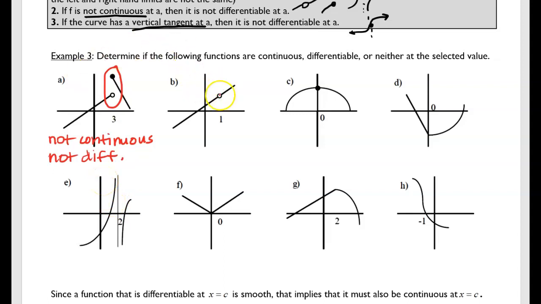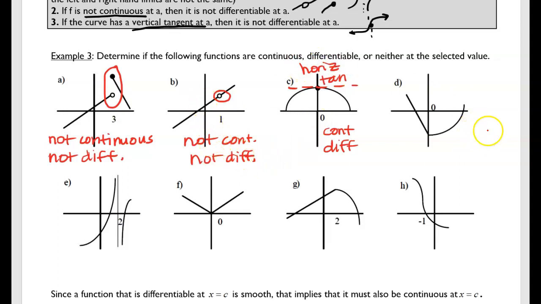At B, I notice I have a removable discontinuity at x equals 1. So this is not continuous, which means it's also not differentiable. So I cannot draw a tangent line at that point. On C, I'm looking at x equals 0. It is continuous. I can see it's all connected, and it's differentiable. And to be sure, I could draw a tangent line there, and I notice it's horizontal. This is actually one of those examples of a horizontal tangent.